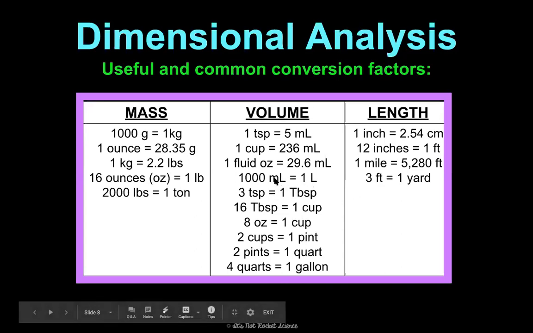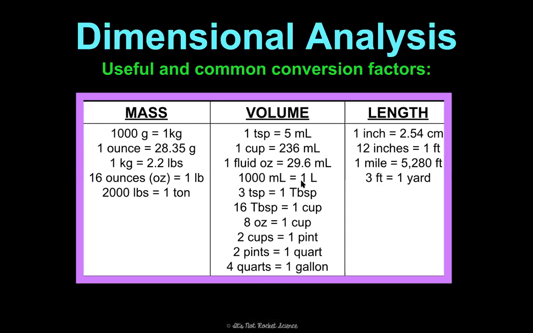Milliliters to liters, that's a common one for the metric system for volume. And then going between milliliters and ounces or cups, these first three go from the metric to the American system, or the imperial system. And then over here, here's the length one that we just used with inches to centimeters. And then here are the imperial ones, like inches to feet, feet to miles, yards to feet.